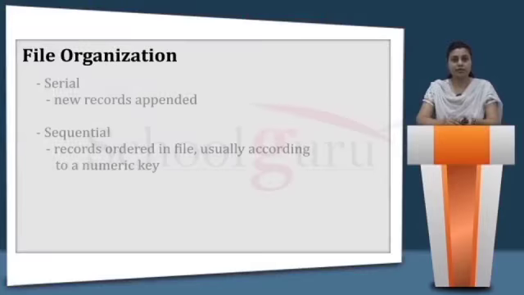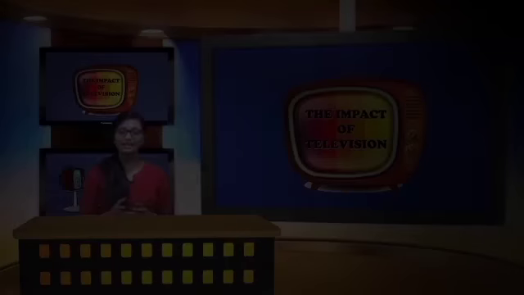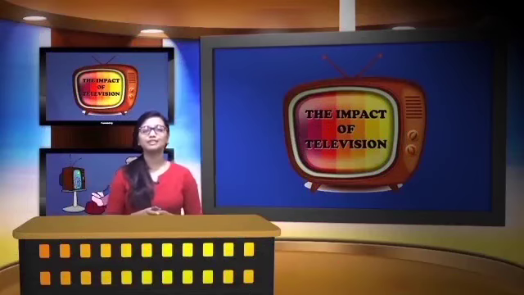Now files are of two types. One is serial file and the other one is sequential file. What is a serial file? A serial file is a file which is basically designed on chronological order, where new records are appended at the end of the file.